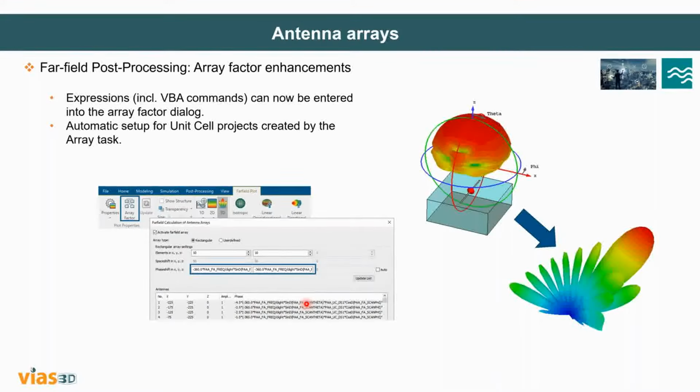We also added automation of unit cell projects created by this array task. This way the setup even supports the new feature for multiple excitation list. So it is really easy to take either an isolated or active element pattern and quickly estimate the finite array performance.